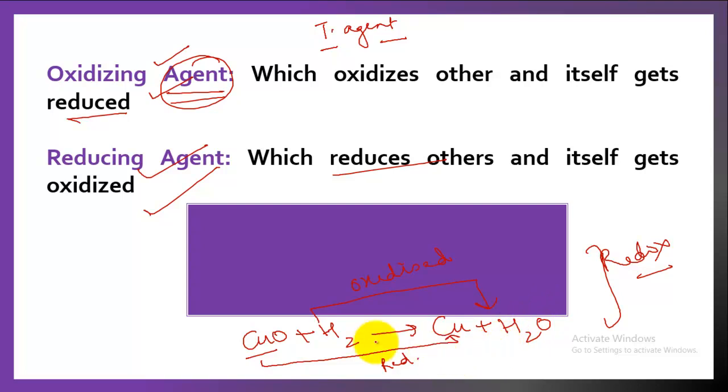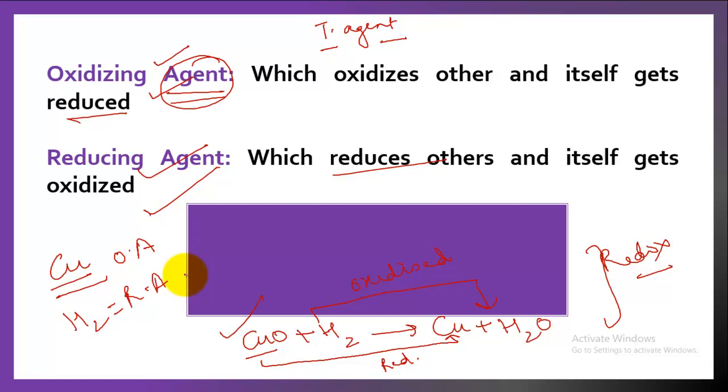Similarly, we can make out the oxidizing agent and the reducing agent. The oxidizing agent is that which oxidizes the other, right? So who is the one providing oxygen? Obviously it is copper oxide. So in this case, copper oxide, or you can say copper, is the oxidizing agent, and hydrogen is making copper reduced. So it is a reducing agent. So we can say that hydrogen is the reducing agent in this case.